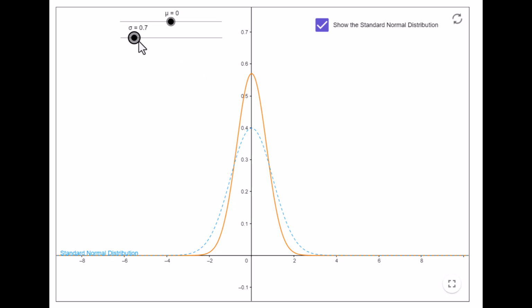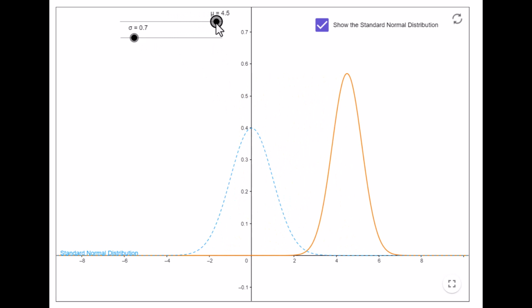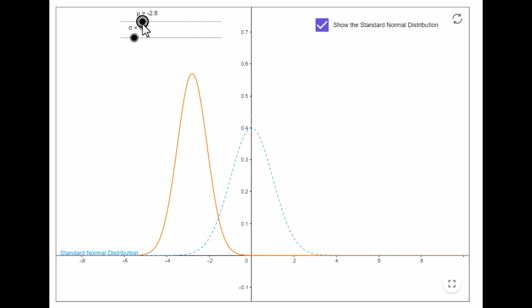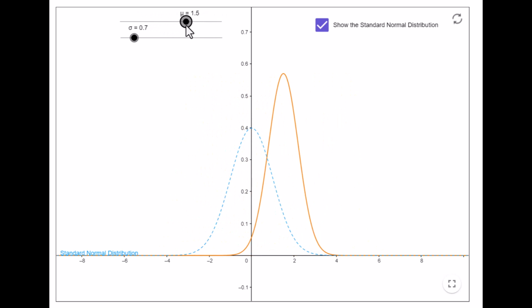And then even if you have a lower standard deviation where it's not as spread out, you can still change the mean. You can shift it to the right, you can shift it to the left to decrease it, and just see how that normal distribution adjusts when you change the mean and the standard deviation.